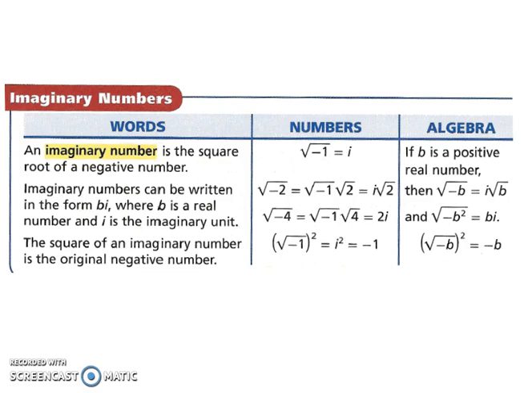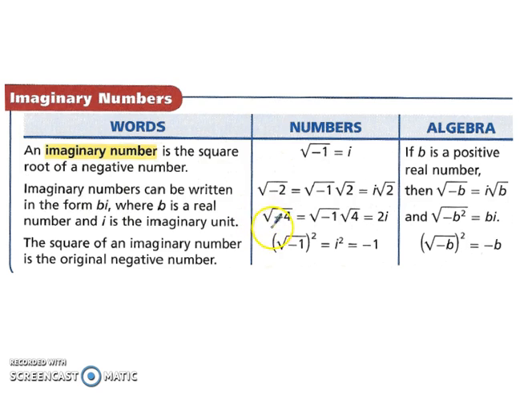Alright, so an imaginary number is the square root of a negative number. Imaginary numbers can be in the form bi, where b is a real number and i is the imaginary unit. The square of an imaginary number is the original negative number. So if you take the square root of -1, that is equivalent to i. So the square root of -2, you can think of as the square root of -1 times the square root of 2. Since the square root of -1 is i, it's i square root of 2.